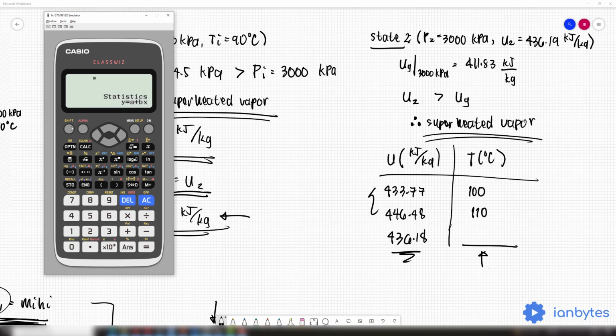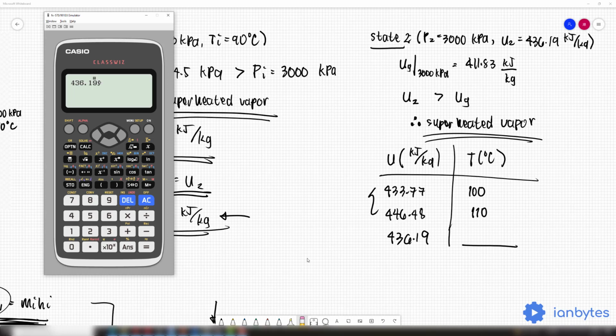Press AC. Don't worry, yung values na in-input natin ay nakastore lang sa ating data. And then input the actual value for internal energy, which is just 436.19. Press Option. Go down and then select regression. And then finally select y hat over here.